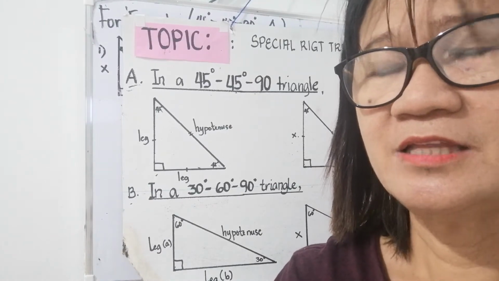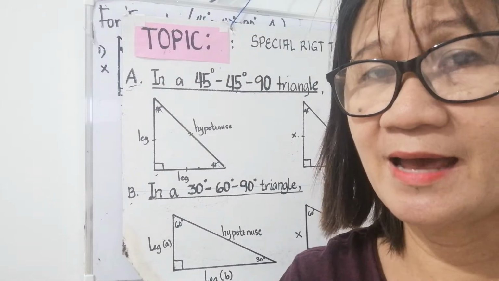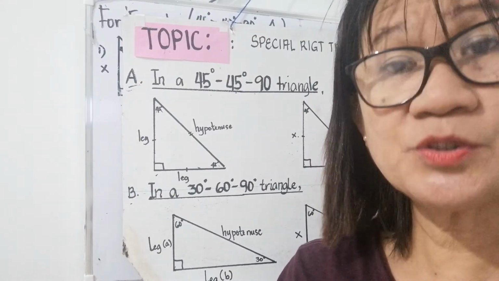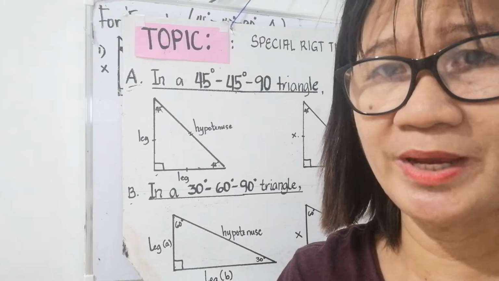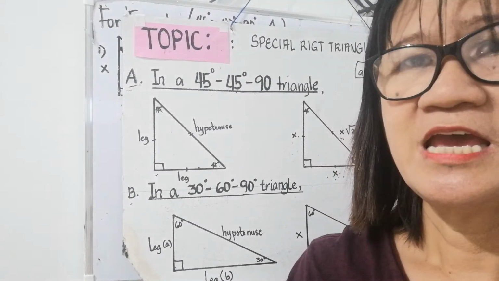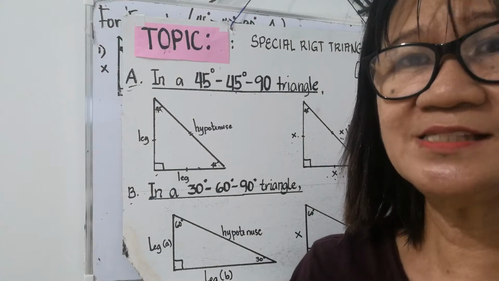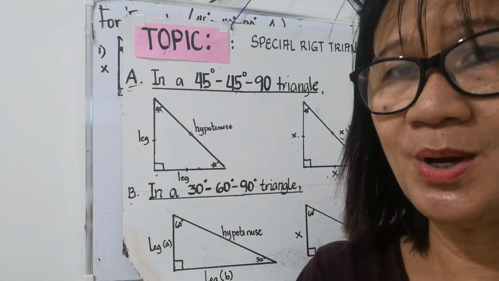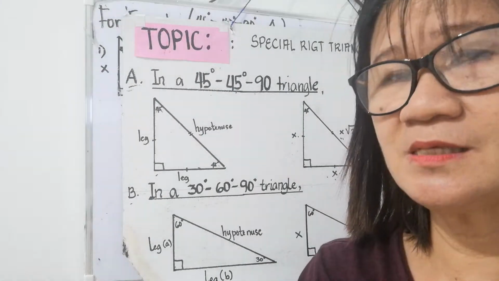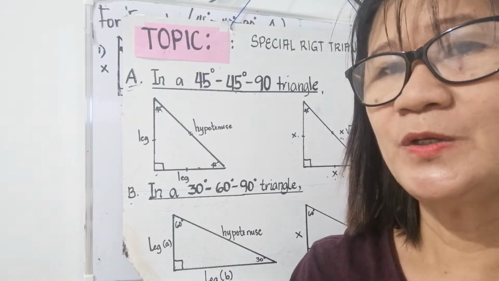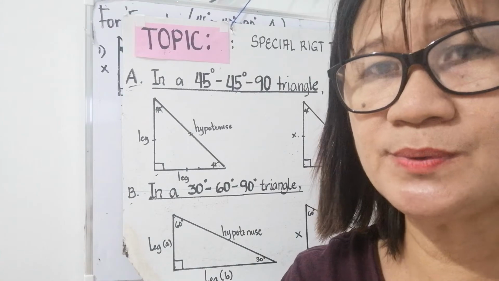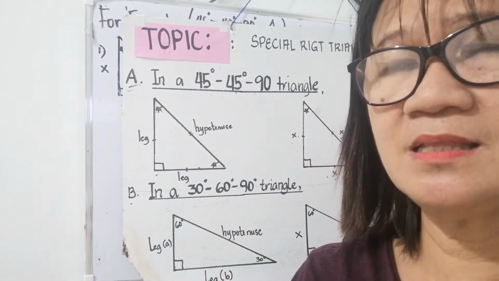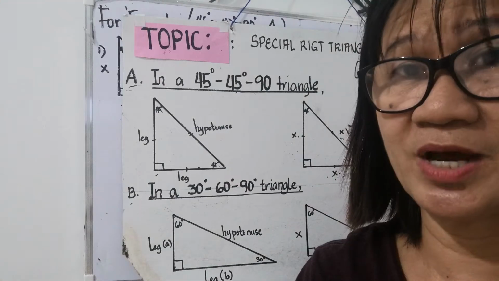Okay? The Pythagorean Theorem states that the square of the hypotenuse is equal to the sum of the squares of the two legs. In symbols, c squared is equal to a squared plus b squared, no? Yun ang sinasaad ng ating Pythagorean theorem. And that will be used in finding the missing side of a right triangle.